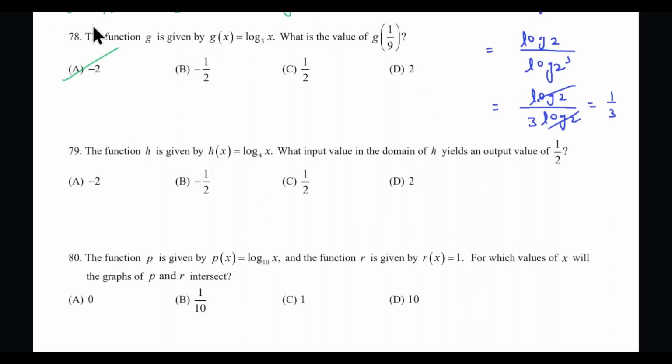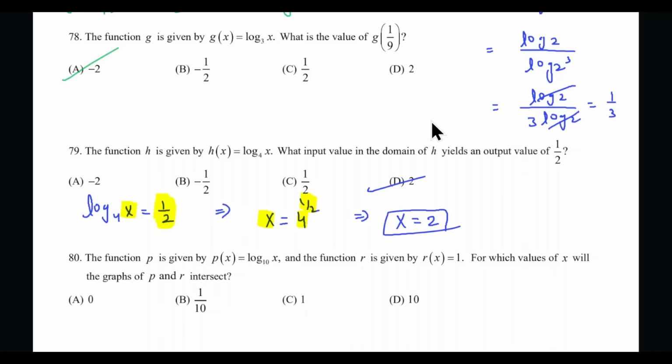Okay, h is given by this. If the input value in the domain of h yields an output value of 1 over 2, in other words, they want to know at what x is y 1 over 2. So I will solve it like this. Log of x with base 4 is 1 over 2, which means that the value of x is 4 to the 1 over 2, right? I hope you know what I did over here. Whenever you want to get rid of the log, keep the x as it is, throw the base over on the other side, and whatever is on the other side, raise it to the power. So this is going to look like 4 raised to 1 over 2, or root 4, and root 4 is just 2, which is option D.